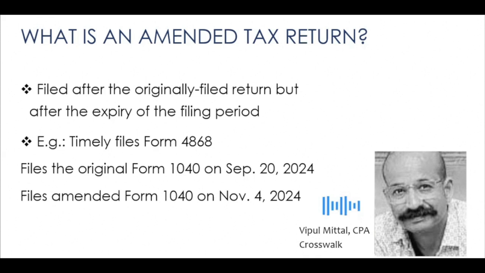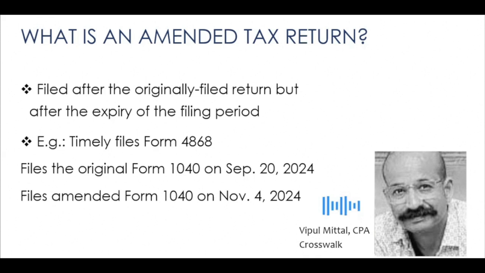So you file your tax return in form 1040, and you file it on or before the due date to file the tax return. So if you are a calendar year taxpayer and you are filing your 2023 tax return, you will file it by April 15th, 2024. That's the last date to file the tax return without penalties. So your due date to file the tax return is April 15th, 2024.